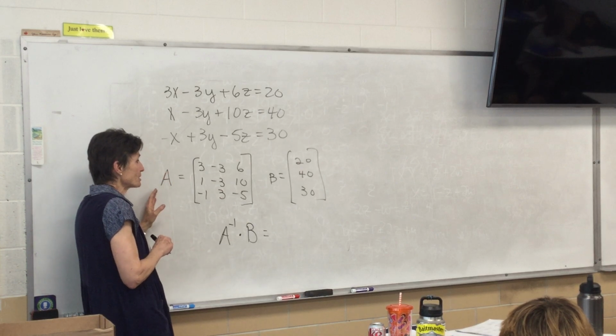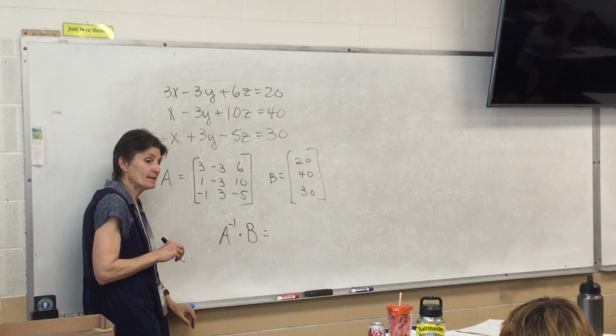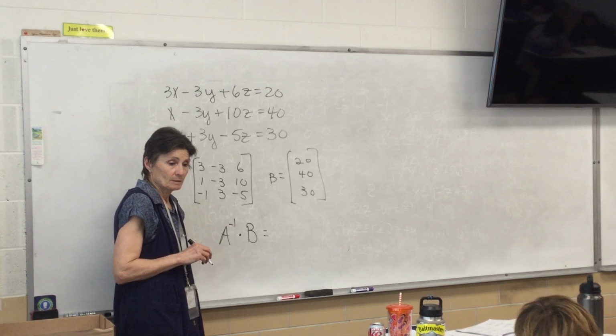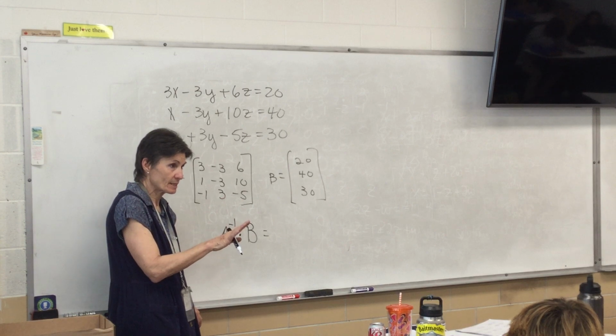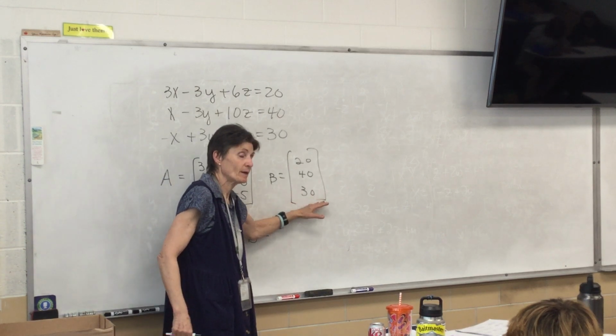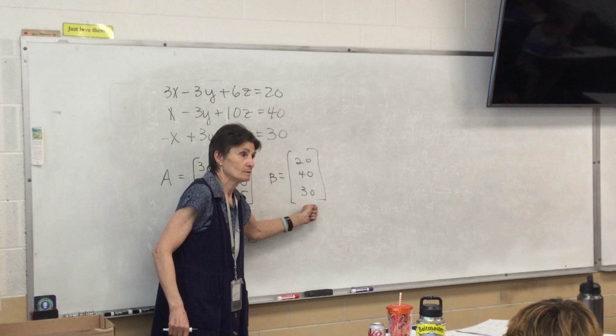Okay, A inverse times B. All right, so you got A in, you got B in. You know how to do that part, right? Everybody's got those in. What are the dimensions of B, by the way? 3 by 1.